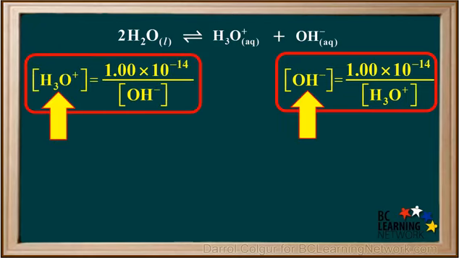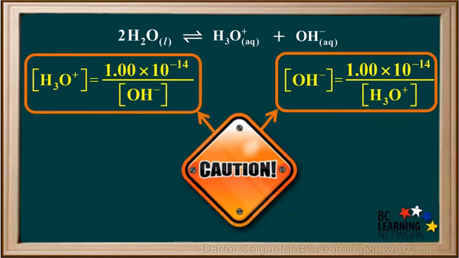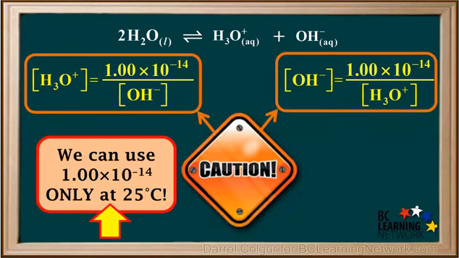From now on, we can use whichever one of these equations we need. But we must use caution with these. Remember, we can use 1 times 10 to the negative 14th only if the temperature is 25 degrees. If we're not at 25 degrees, we could not use this value for Kw. We would have to be given the value of Kw for the temperature we're working at.